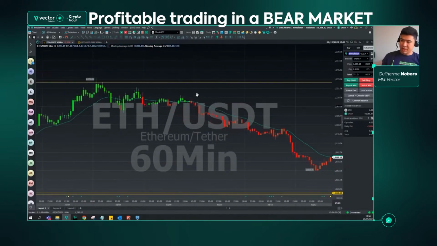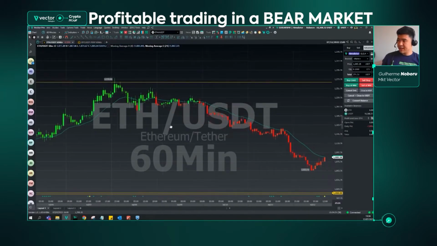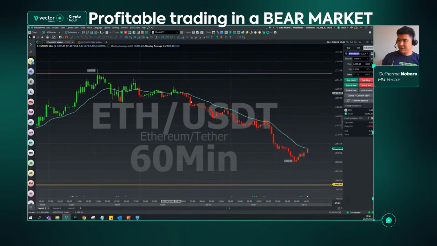So here you can see that just like Bitcoin, we have almost the same situation. The price goes down, it touches the 21 moving average, doesn't break through, and then goes down one more time. You could go short any time the price has done this behavior before, and it works either for long positions and for short positions as well.